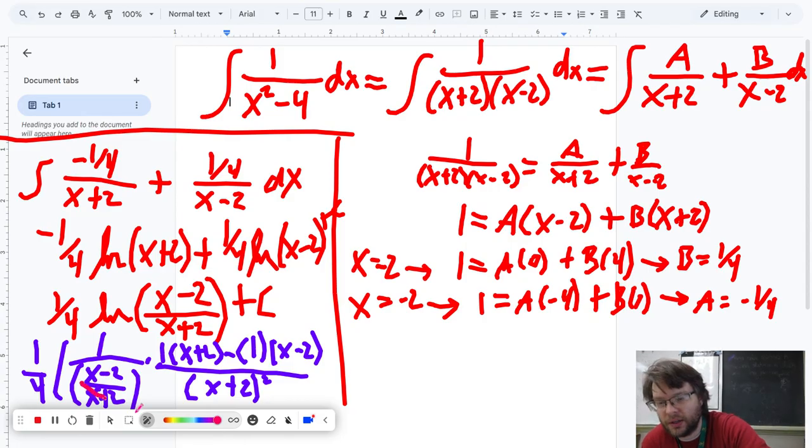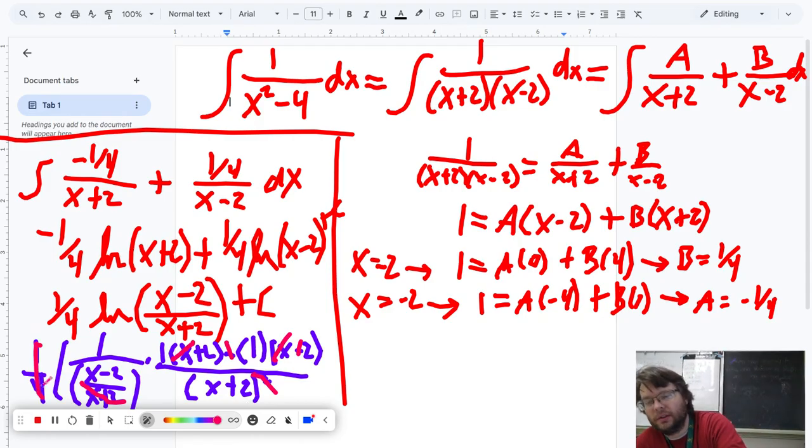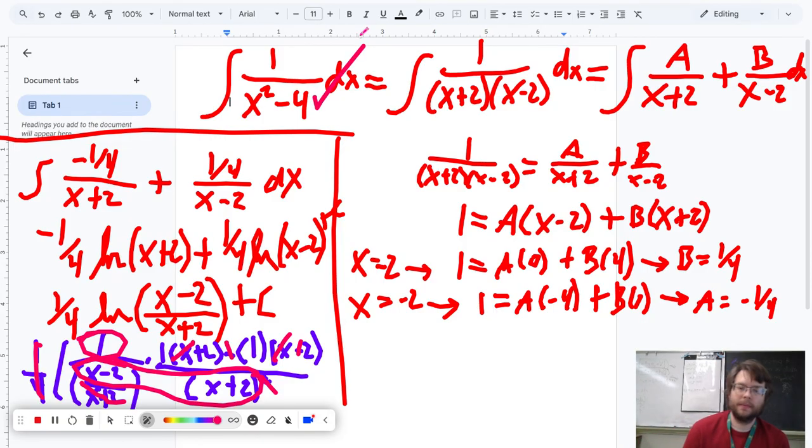This x plus 2 here cancels one of the x plus 2's there. This 1 times x plus 2 and this minus 1 times x minus 2 cancels the x's and leaves me with 2 minus negative 2. 2 minus negative 2 is 4, canceling the 1/4. What's left over? 1 on top, x minus 2 and x plus 2 on the bottom, which is exactly the original integral. So, tiny change, much different process.